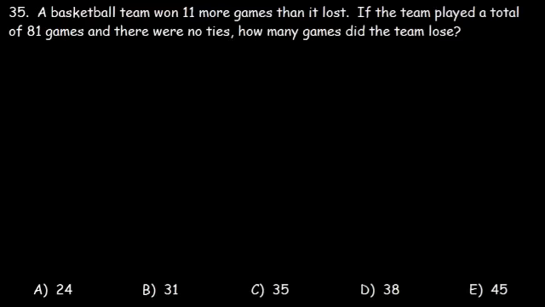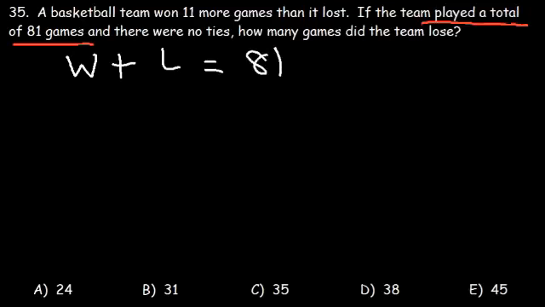35. A basketball team won 11 more games than it lost. If the team played a total of 81 games and there were no ties, how many games did the team lose? For this one, we want to convert the sentences into equations. Let's start with this portion of the sentence. The team played a total of 81 games. Some games they won and sometimes they lost. So W plus L, the wins and the losses, should add up to 81 games since that's the total games that they played.